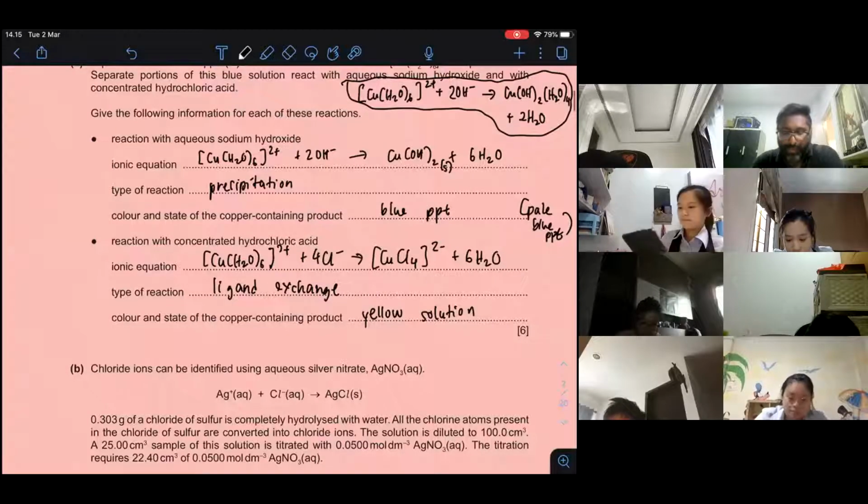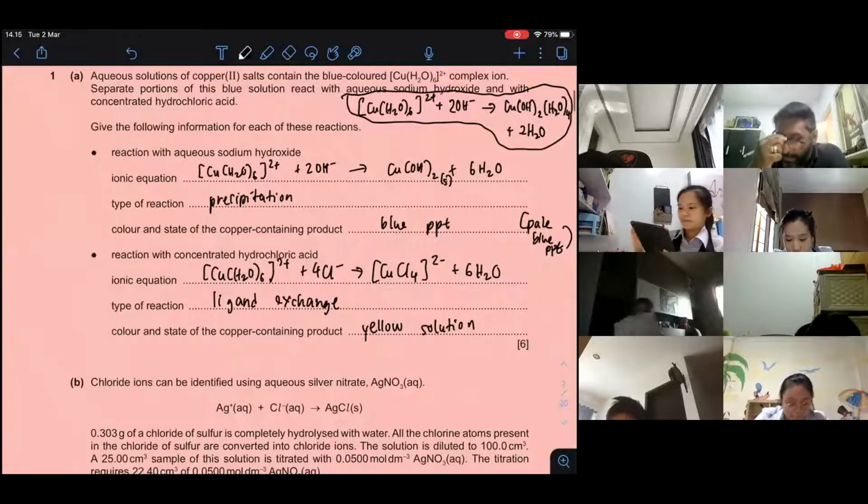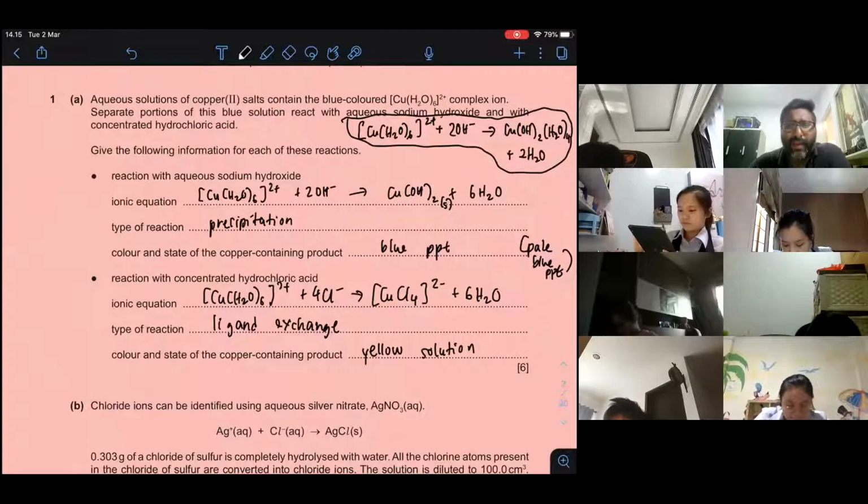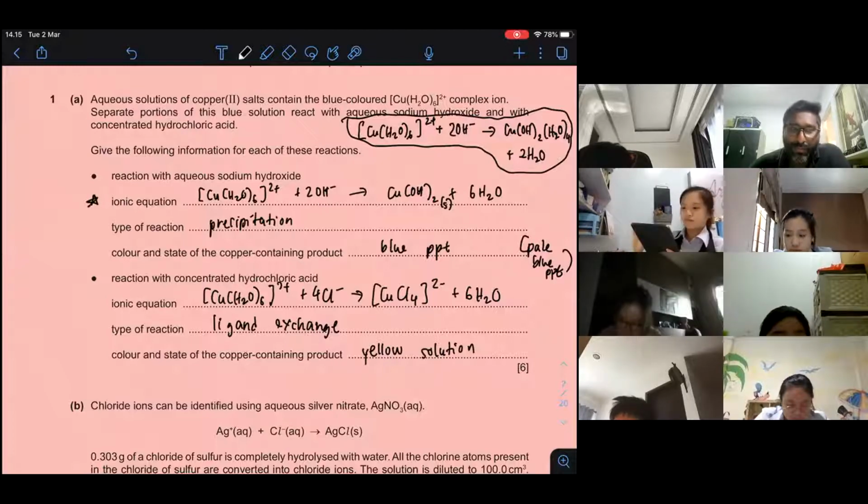Now for question number 1, we have an aqueous solution of copper salt. You have this blue colored complex ion. This is similar to the one that we have studied earlier. I think they didn't use the aqueous ammonia. Do remember this reaction is going to be similar if you're using aqueous ammonia drop by drop. Here they said the reaction with aqueous sodium hydroxide.